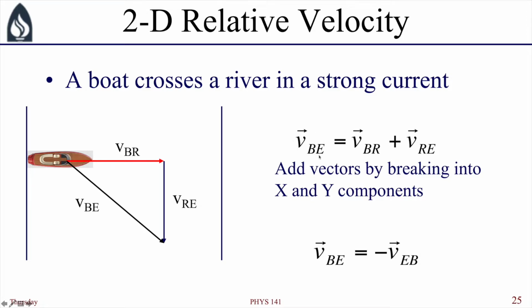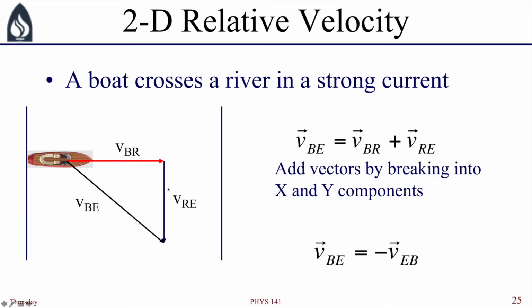So we have to make sure that the subscripts match up in our vector addition. So the first is the first, the last is the last, the ones in the middle match. So we should add the boat with respect to the river plus the river with respect to the earth to get the boat with respect to the earth.